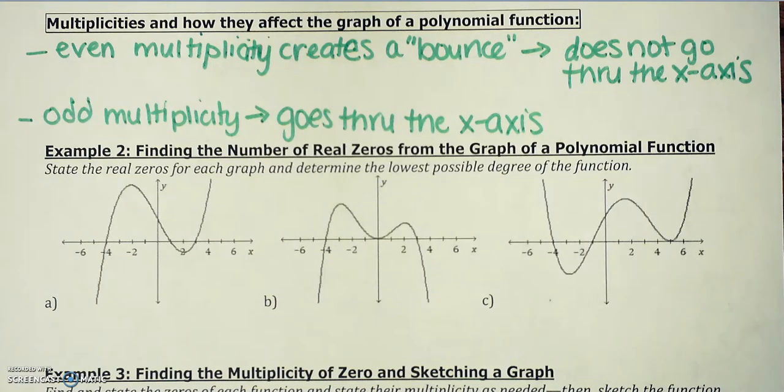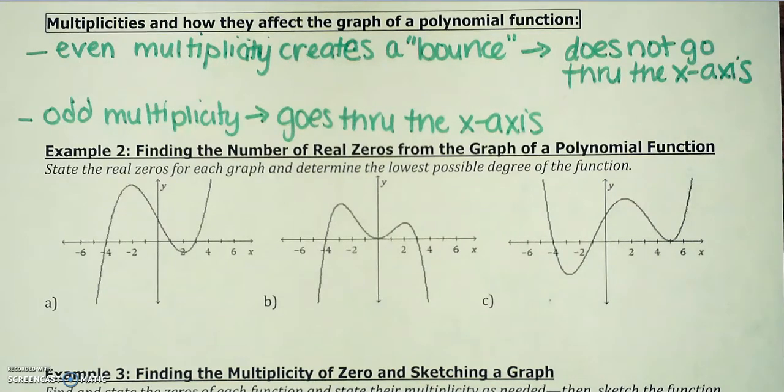Okay, now something that does affect how you would graph and your end behavior is if you have a multiplicity, which we haven't seen on any of the questions yet, but I'm going to talk about it here real quick. If you have an even multiplicity, it's going to create what I call a bounce, and that means at that 0, you're not actually going to go through the x-axis, you're going to bounce back the direction that you came.